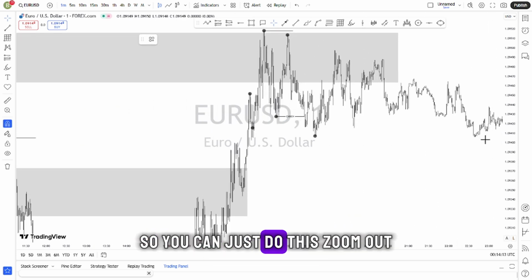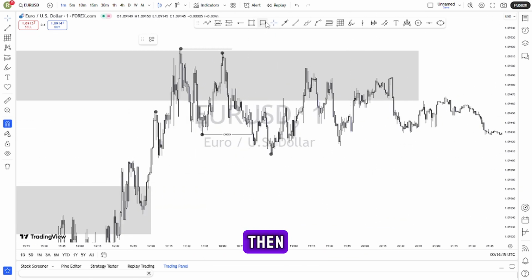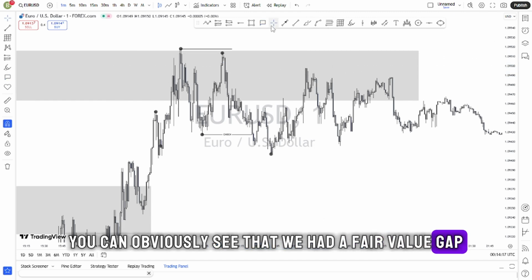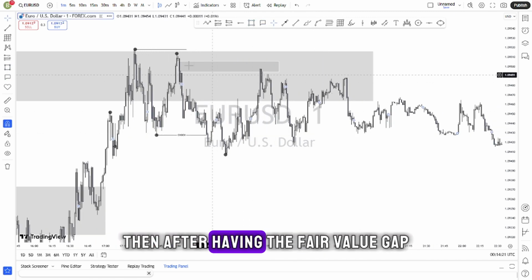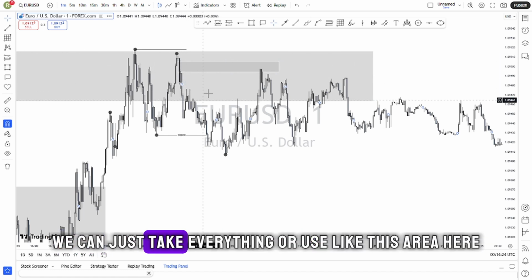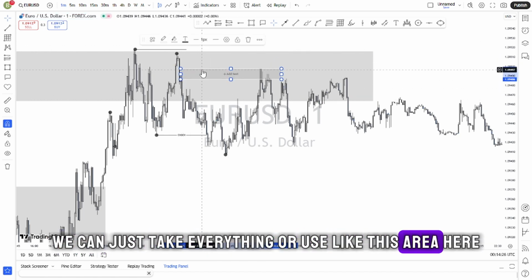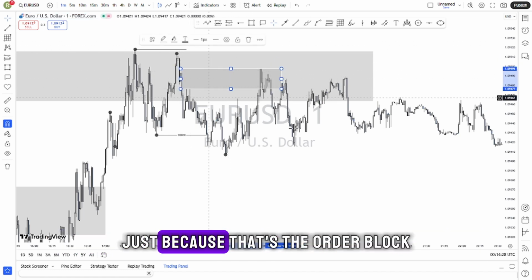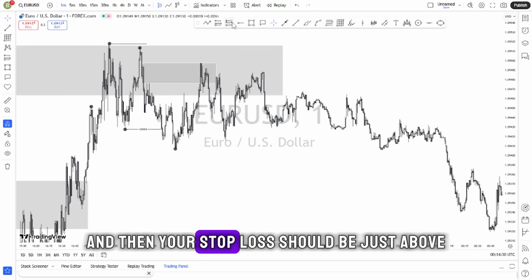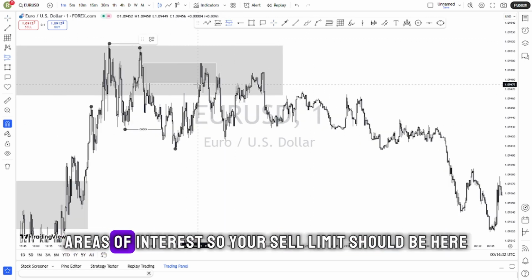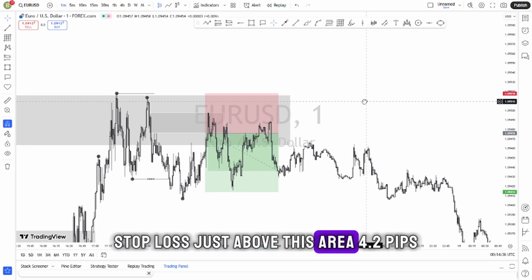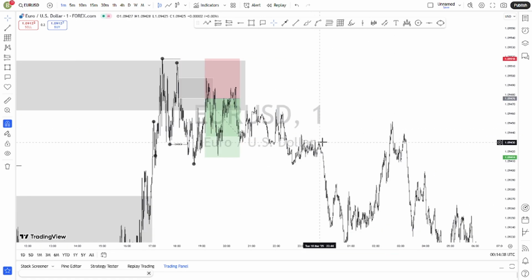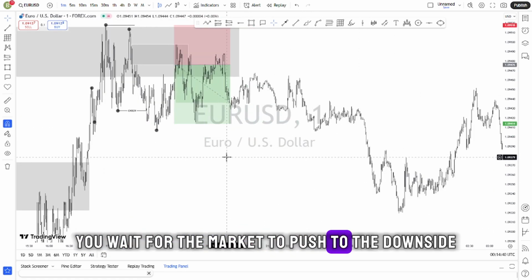So you can just do this, zoom out, then you can obviously see that we had a fair value gap around this point here. Then after the fair value gap, obviously you can just take everything or use only this area here, just because that's the order block. And then your stop loss should be just above areas of interest. So your sell limit should be here, stop loss just above this area, 4.2 pips. Then after that, you wait for the market to push to the downside.